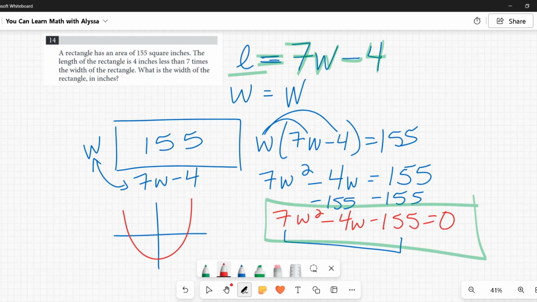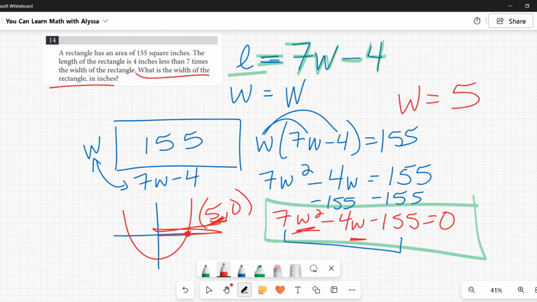And this one, it's only going to have one positive solution, and that is going to be 5. Because we're solving for W. W is going to be 5. Because that's what you're looking for. It's going to be 5, 0 is that coordinate where it crosses the x-axis. So 5 is our answer, and that's what they're asking for.